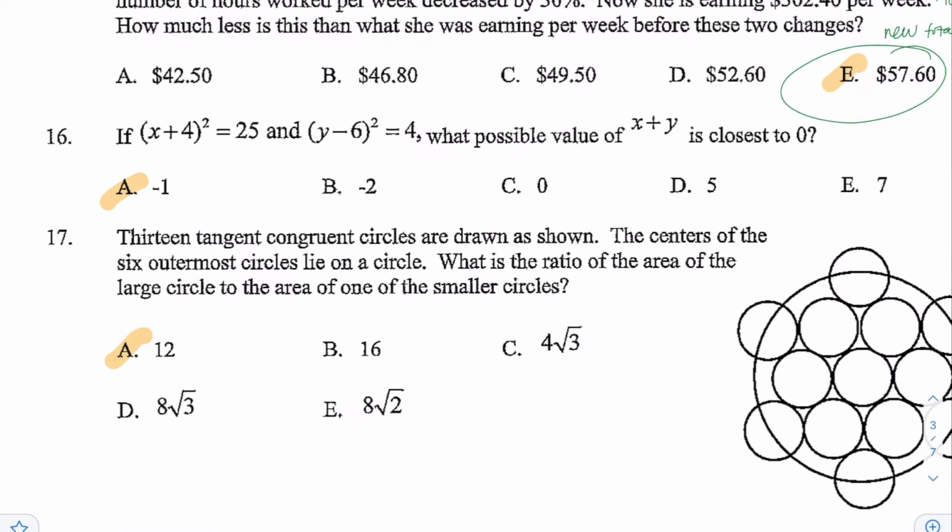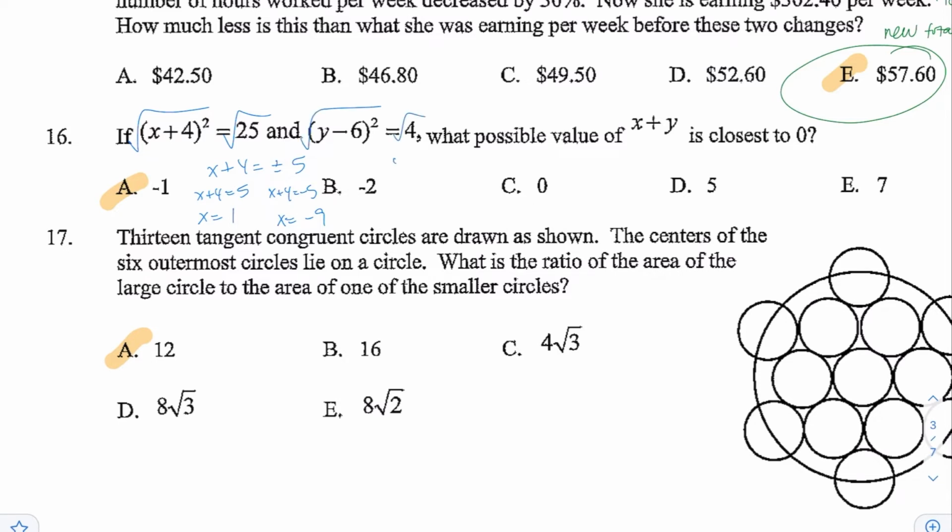Next for number 16, if x plus 4 squared is equal to 25 and y minus 6 in parentheses squared is equal to 4, what possible value of x plus y is closest to 0? So here you would have to solve for both of these. Since both of these are perfect squares, you can just do the square root, but you know that x plus 4 could be positive or negative 5. So x plus 4 could be equal to positive 5, or x plus 4 could be equal to negative 5. So x could be equal to 1, or x could be equal to negative 9 when you subtract 4.